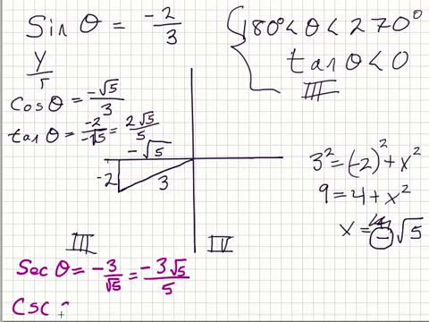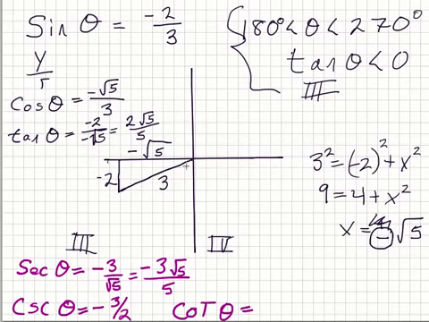Cosecant theta will be the reciprocal of sine, that's easy enough, -3/2. And finally cotangent theta, that's going to be the square root of 5 over 2 once the negatives have divided out.